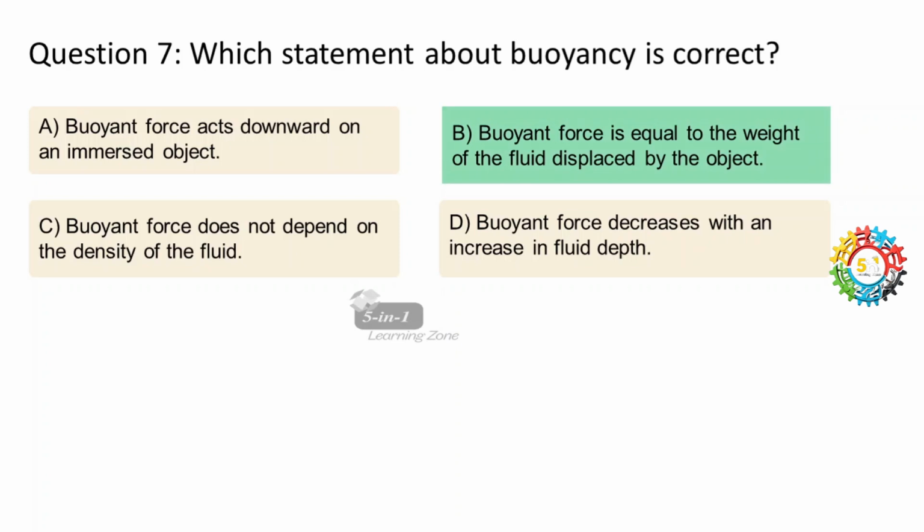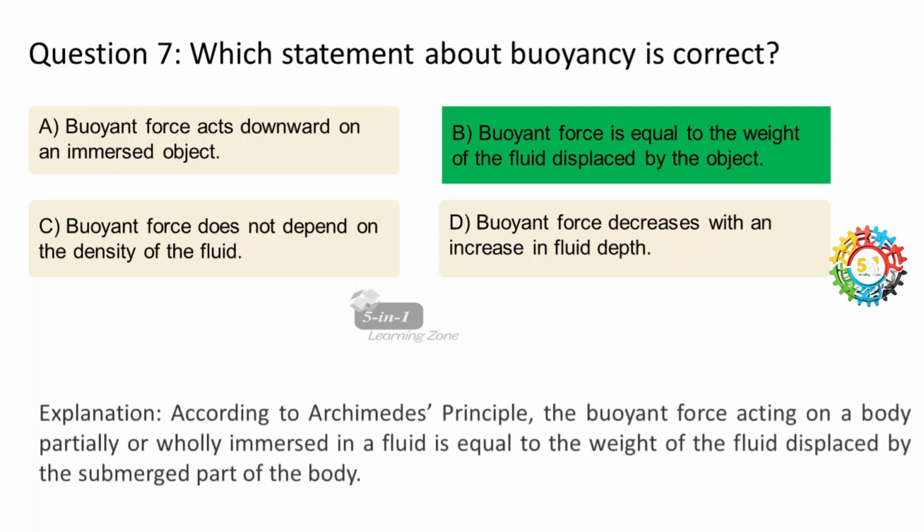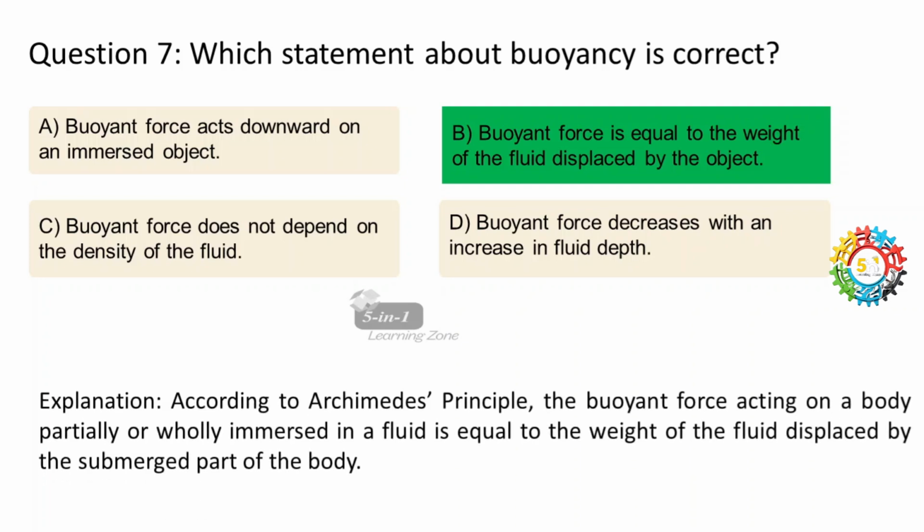7. Which statement about buoyancy is correct? Answer: B. Buoyant force is equal to the weight of the fluid displaced by the object. Explanation: according to Archimedes' principle, the buoyant force acting on a body partially or wholly immersed in a fluid is equal to the weight of the fluid displaced by the submerged part of the body.